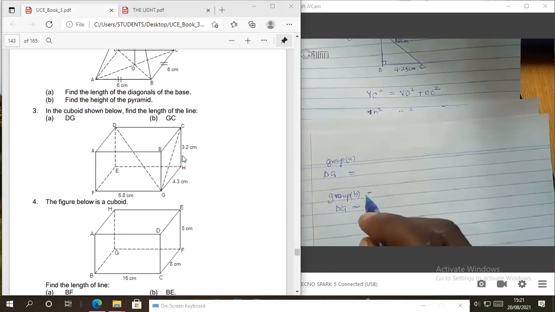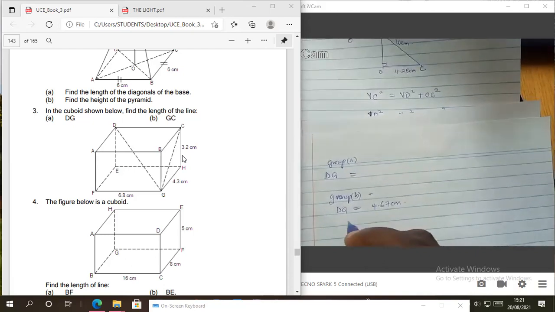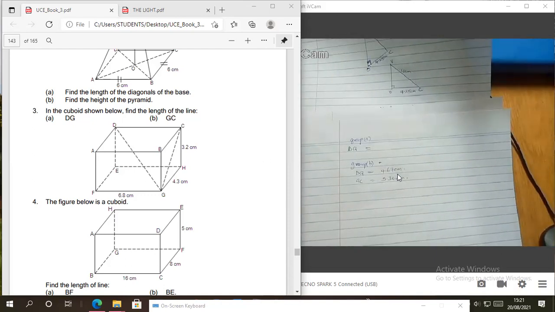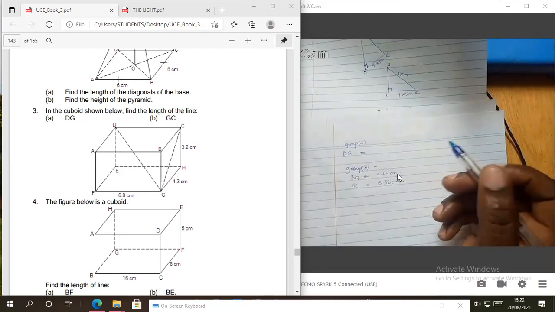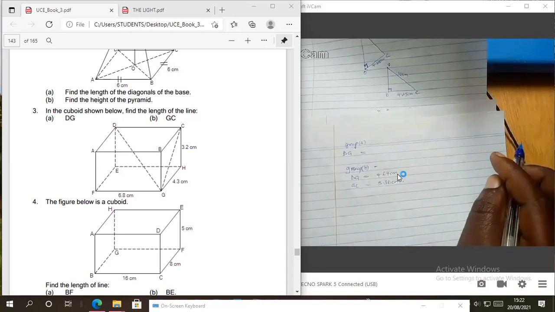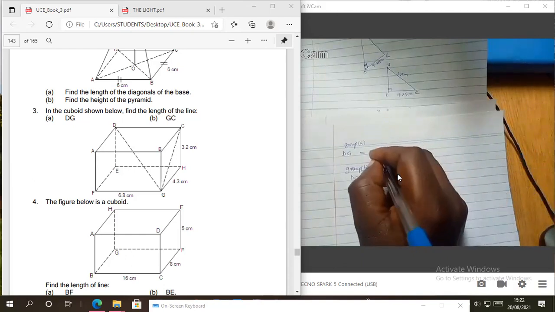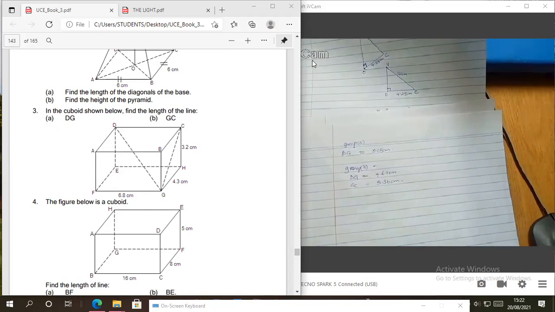We got 4.67 centimeters. And then GC, we got 5.36 centimeters. Okay. Yes. Group A, I've not got answers from you, but let us see, members. What was DG? It was 8.05 centimeters. 8.05 centimeters as DG. Okay.